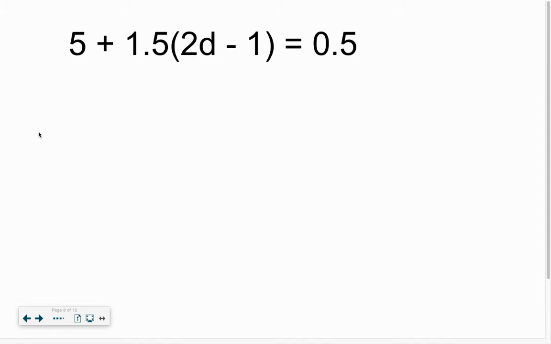Again, no matter how they look, we're trying to get them into a two-step equation. If there's any subtraction, switch it to adding the opposite. The opposite of a +1 is a -1. From there, we're then going to distribute. Take that 1.5, draw the line.